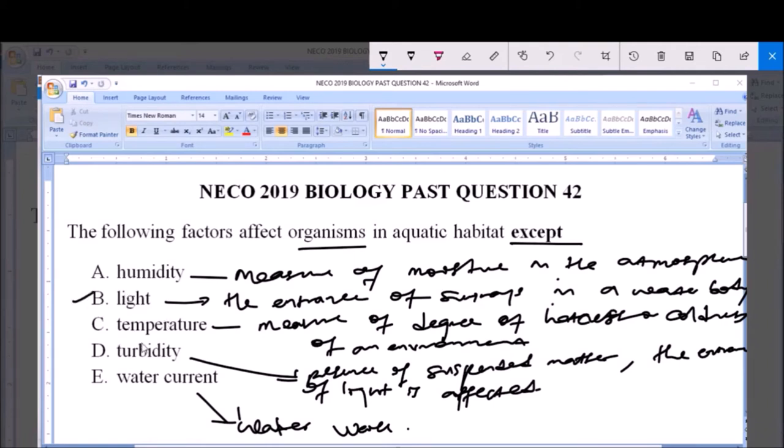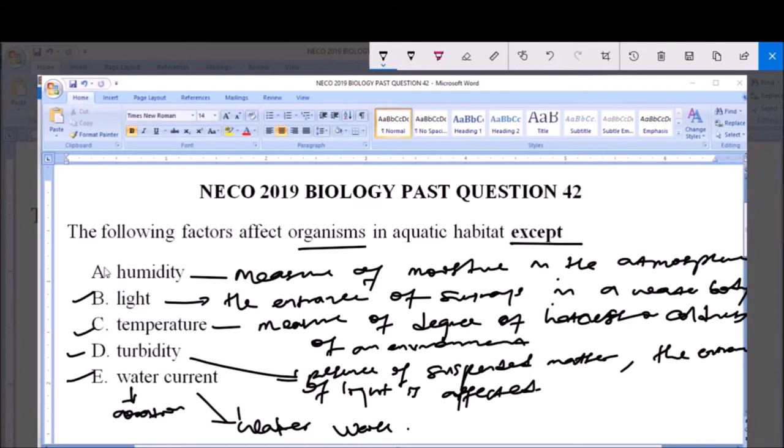Now, temperature also affects aquatic organisms, because when the temperature is too high in the aquatic habitats, the organisms are unable to bear it, and some might even die. So temperature is very important. Also, turbidity. I told you that turbidity affects the penetration of light, that is the entrance of light into the water body. This is due to the presence of suspended matter. So turbidity is actually a factor that affects aquatic organisms. Now, water currents also affect aquatic organisms, because the more the increased water currents, the more the aeration of the water. And like you know, aquatic organisms get their oxygen from this water. So water current helps towards increased aeration.